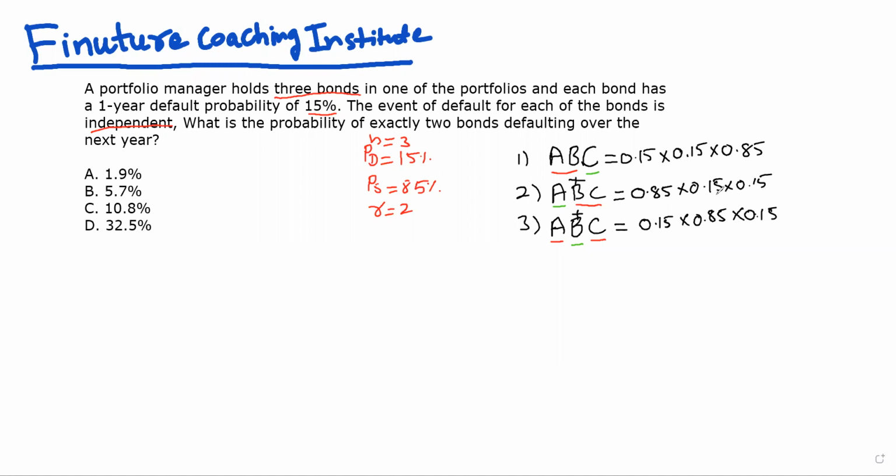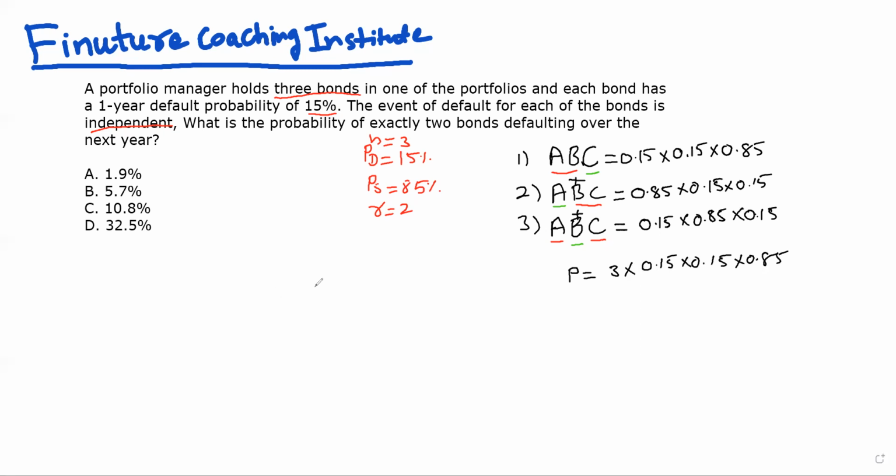Eventually it's a multiplication. The total probability that you're looking for, the probability of exactly two bonds defaulting, is the addition of these three. I can directly write three times, because it's the same term repeating thrice. So three times 0.15 into 0.15 into 0.85. This is how you can calculate.